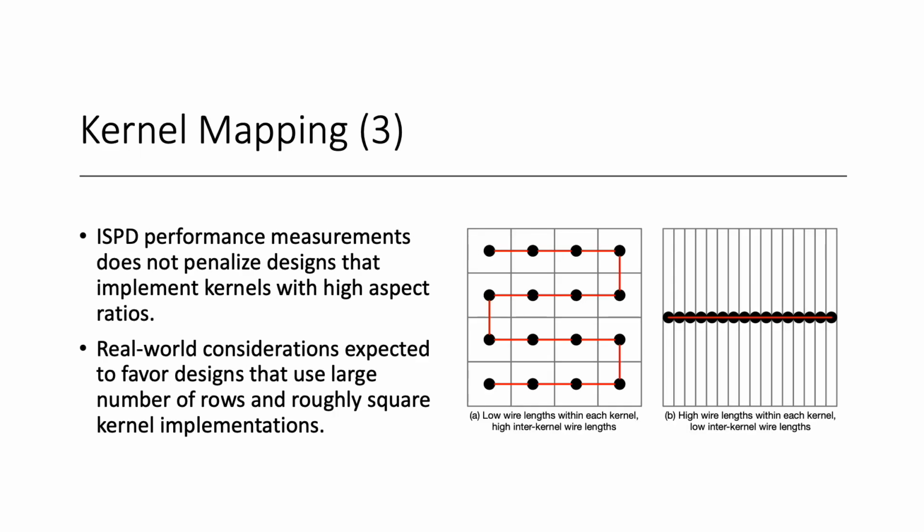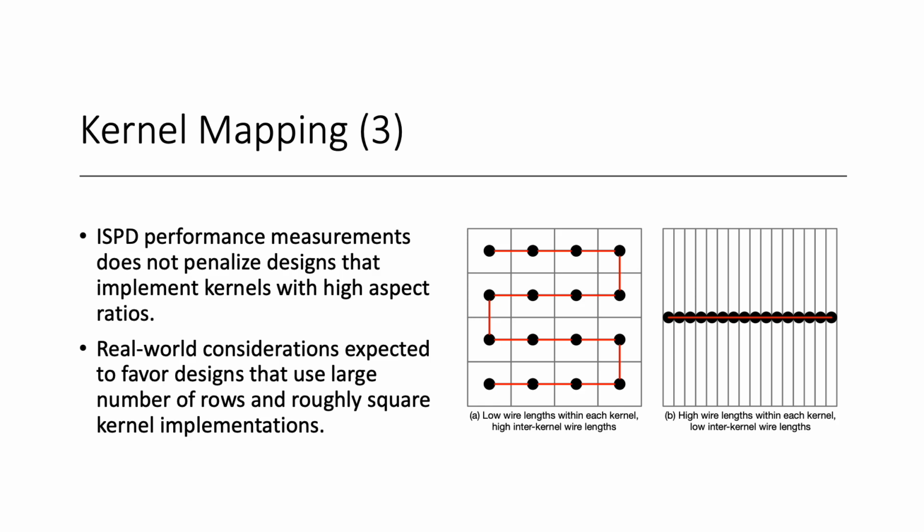And I want to note something about the cost function for the ISPD contest that resulted in what I consider a little bit of unusual layouts. What I've got here on the right-hand side is two implementations where there are 16 compute kernels. On the left of those two, every kernel is implemented in a square arrangement, and this might look something like you might see in a normal VLSI chip. You want to avoid high aspect ratios because the internal wiring would be prohibitive.